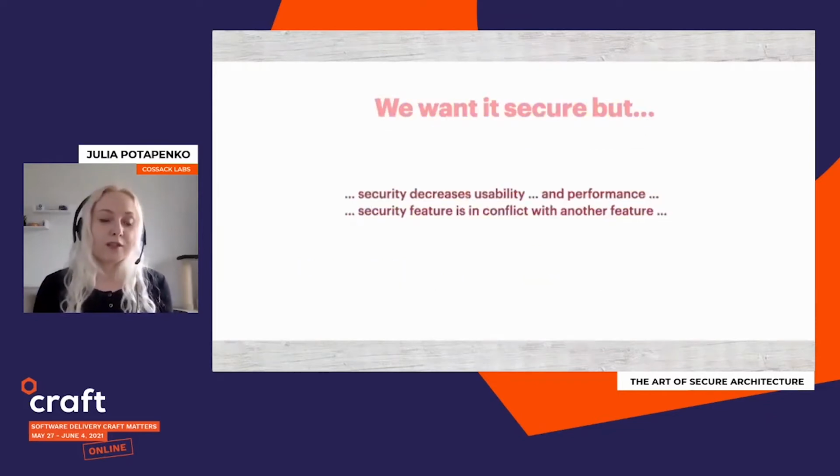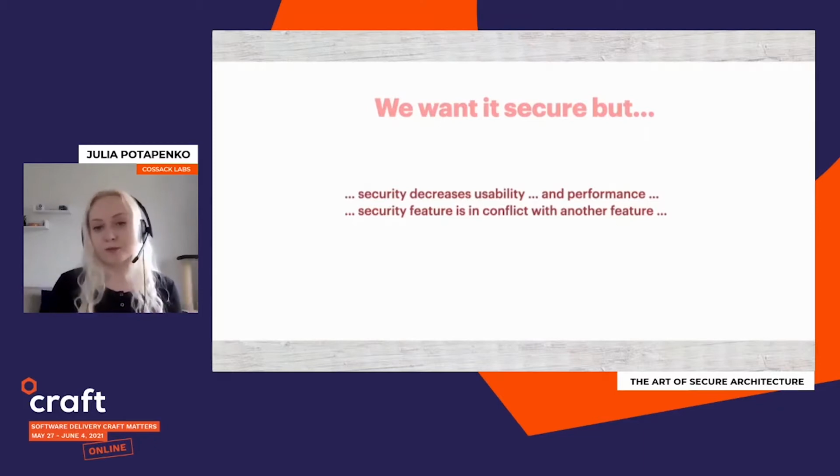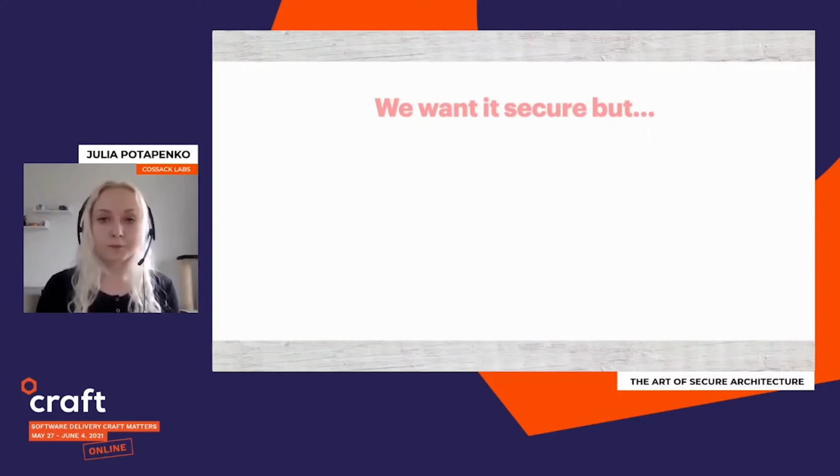And it's pretty common to hear the phrase: we wanted to make our product secure, but something went wrong. Security decreases usability and performance, our user flow cannot support that, our API cannot support that, a security feature is in conflict with another feature, and so on. And as a result, you may end up with a fragile system.